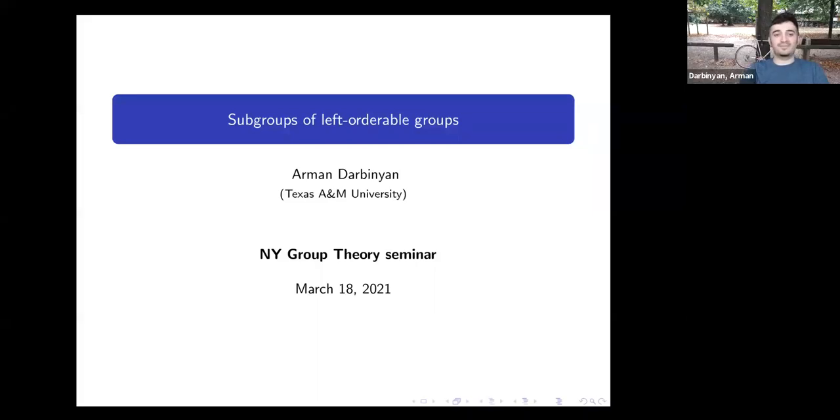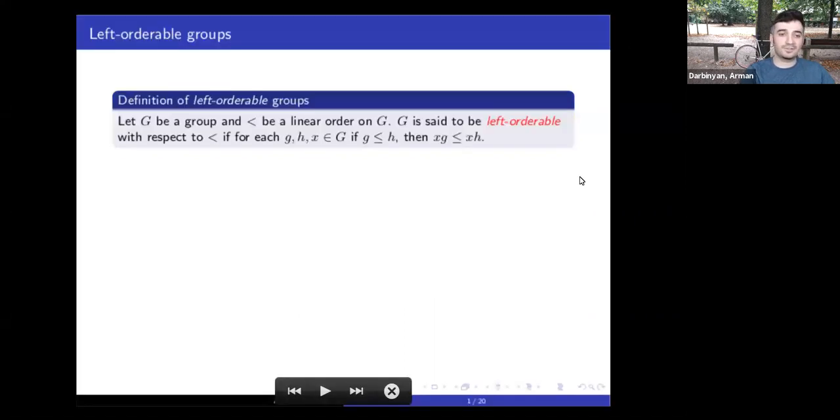So let me start. I'm going to talk about subgroups of left-orderable groups, and I will consider several perspectives of it. Mostly I will consider the subgroups of left-orderable simple groups, and I'll try to investigate and describe some connections between the subgroup and the large group itself. So let me start from the definition, reminding you the definition of left-orderable groups.